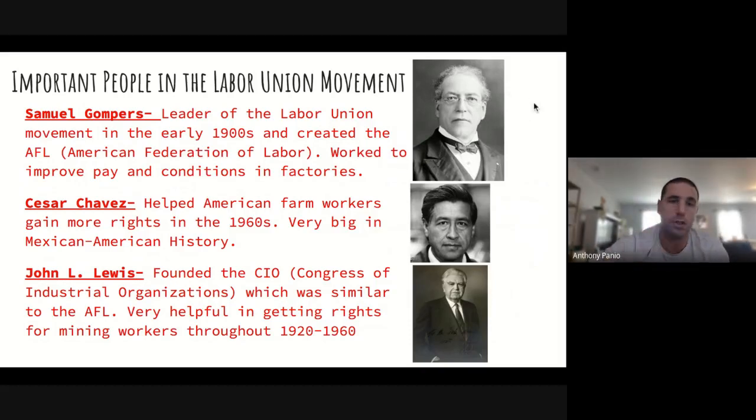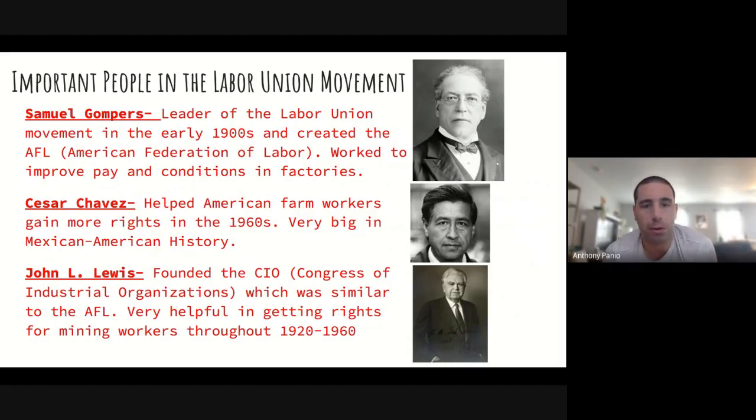And he created what's known as the American Federation of Labor, or the AFL. It was by far the biggest union back in the 1800s and 1900s. And their biggest thing was working to improve pay conditions in factories. And we know that there's a ton of factory jobs available because of industrialization and urbanization. And he was the guy fighting for workers' rights. So anytime you see Samuel Gompers' name, you think he is dealing with the labor union movement and trying to get rights for workers in factories.